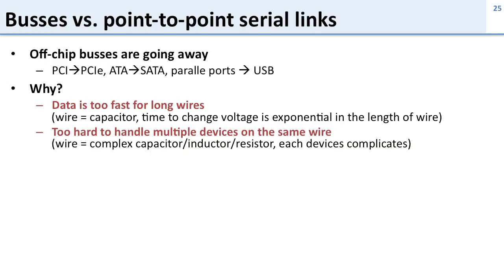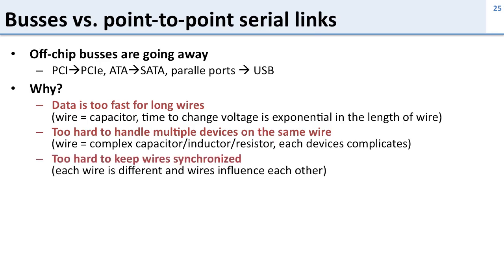It's also too hard to handle multiple devices on the same wire. So when you have multiple devices, you get more inductance, more capacitance, more resistance, and each additional device slows down the wires. And the real reason is it's too hard to keep wires synchronized. Both of these other 2 issues, with wires being too long and wires being complex, means it's hard to keep the data in sync. And if we can't keep the data in sync, then we have to slow down the clock speed, and then the bus is slower.